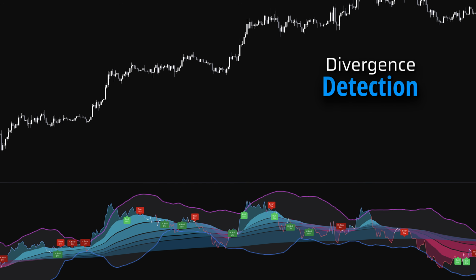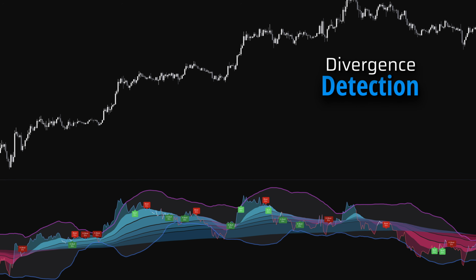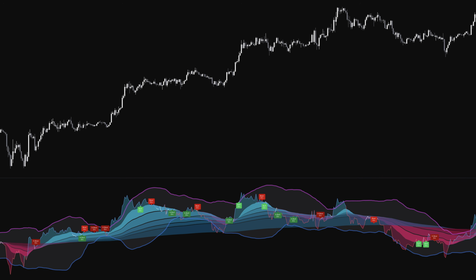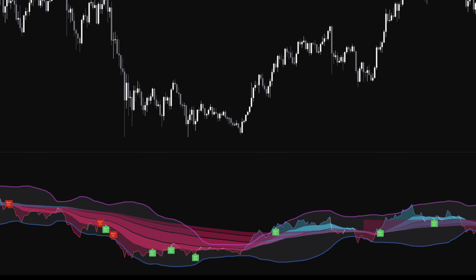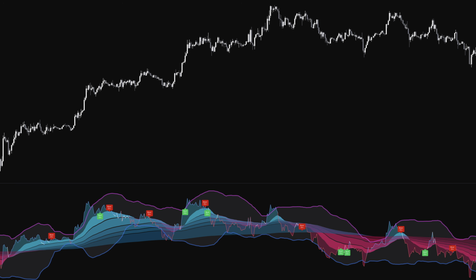TP RSI Pro includes a dedicated divergence engine that automatically detects both regular and hidden divergences between price and RSI and plots them directly on the indicator pane. Regular divergences signal potential exhaustion. A regular bullish divergence forms when price makes a lower low, but RSI makes a higher low, suggesting selling pressure is weakening. A regular bearish divergence is the opposite.